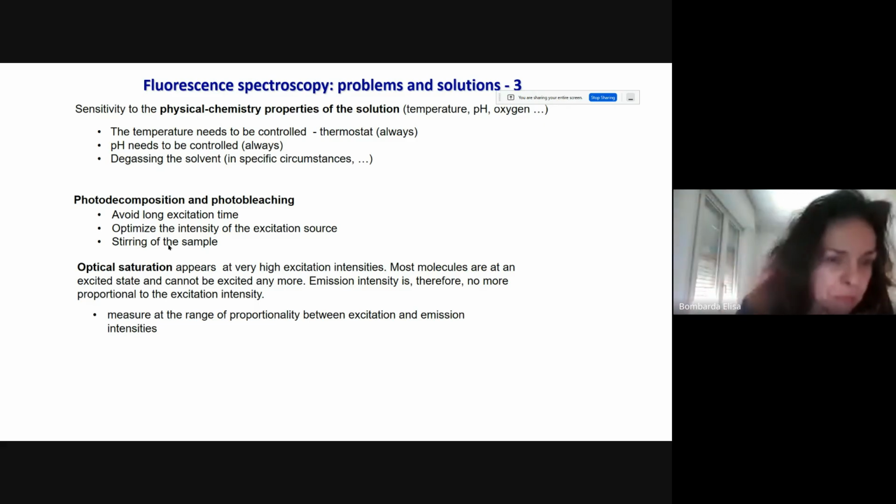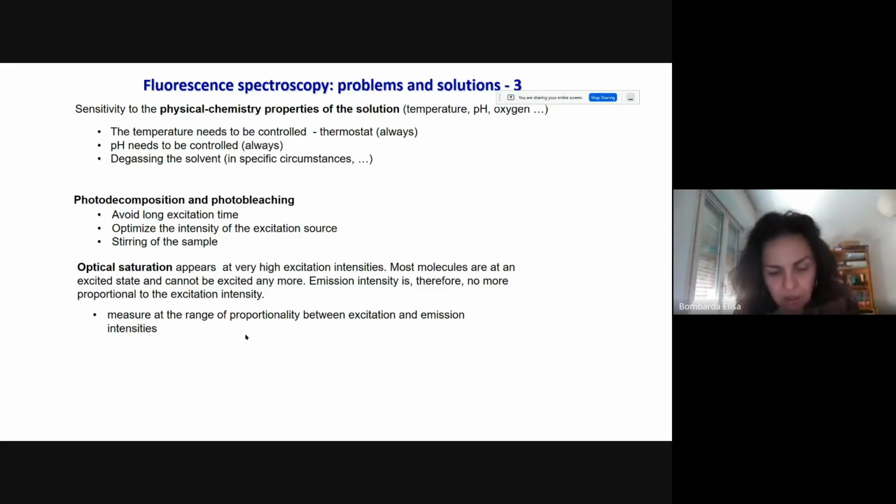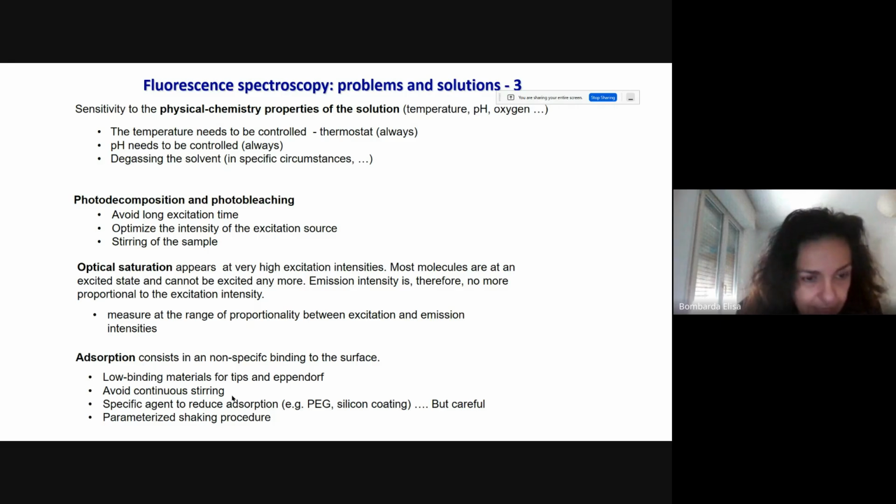But that's something we were actually already observing. So the optical saturation, the inner filter effect, is when emission intensity is no longer proportional to the excitation intensity. That is a problem that we have to take care of, by balancing, so finding the right concentration, the right geometry of the cuvette, etc.